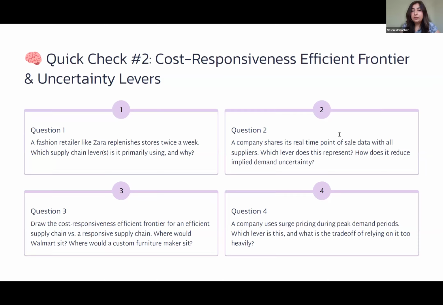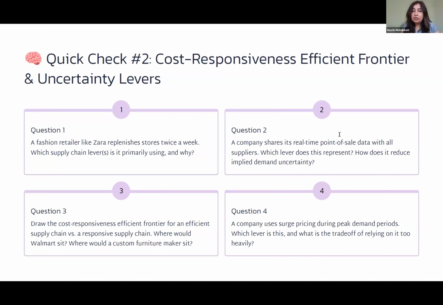Question two, a company shares its real-time point of sale data with all suppliers. Which lever does this represent? How does this reduce demand uncertainty? So we are talking about data, information, right? Draw the cost responsiveness efficient frontier for an efficient supply chain and also a responsive supply chain. So where exactly an efficient supply chain lands on this frontier, where exactly a responsive supply chain lands on this frontier.